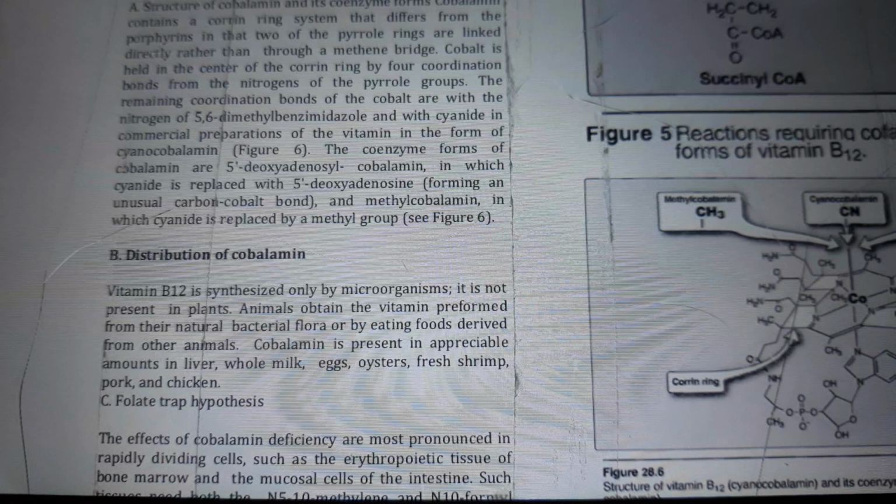Structure of cobalamin and its coenzyme forms. Cobalamin contains a corrin ring system that differs from the porphyrins in that two of the pyrrole rings are linked directly rather than through a methane bridge. Cobalt is held in the center of the corrin ring by 4 coordination bonds from the nitrogens of pyrrole groups. The remaining coordination bonds of the cobalt are with nitrogen of 5,6-dimethylbenzimidazole and with cyanide in commercial preparations, in the form of cyanocobalamin.